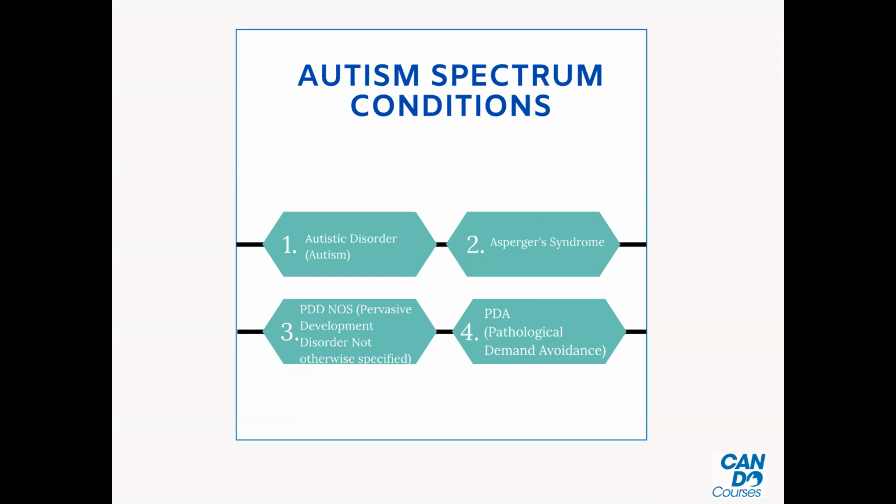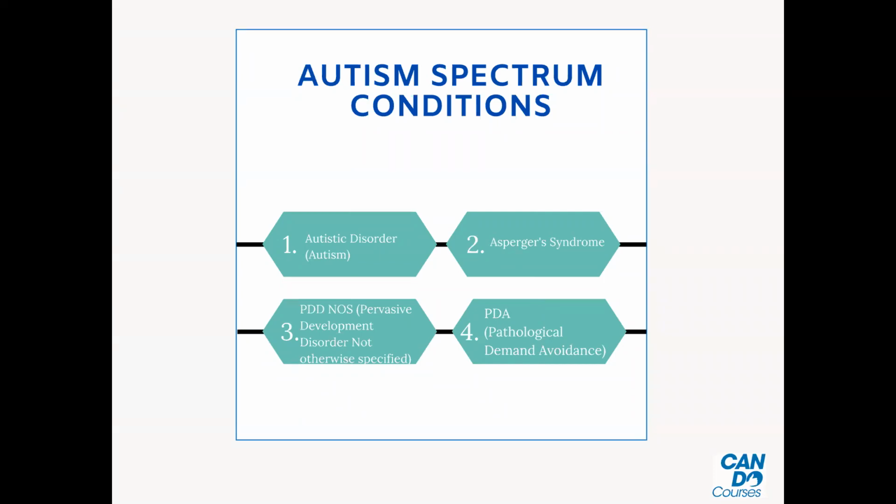So there's 4 here: autistic disorder, which is basically autism; Asperger's syndrome, which does not appear individually on the DSM-5; PDD-NOS, which is pervasive development disorder not otherwise specified, which is a bit of a mouthful. That is if a child doesn't fully meet the criteria for autism, but has some characteristics around autism, such as poor social skills, then that could be the diagnosis given. And then there's PDA, pathological demand avoidance, which is not recognised by some local authorities as being on the autism spectrum, and there's more on that on a different day.